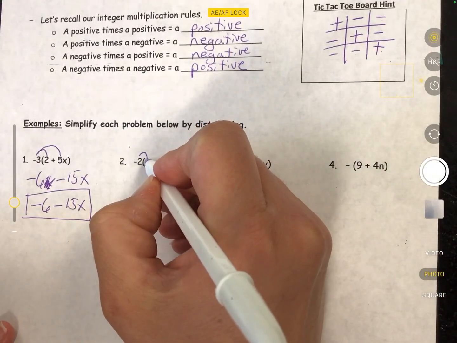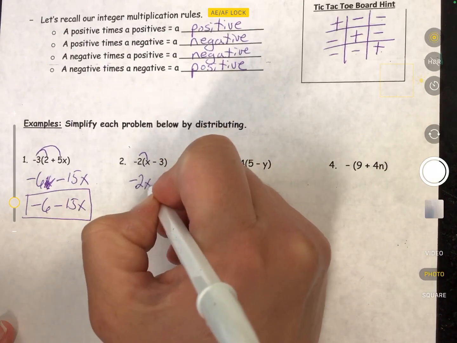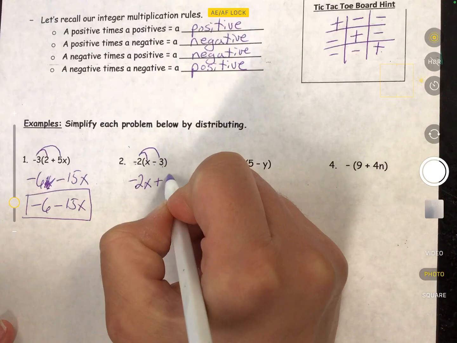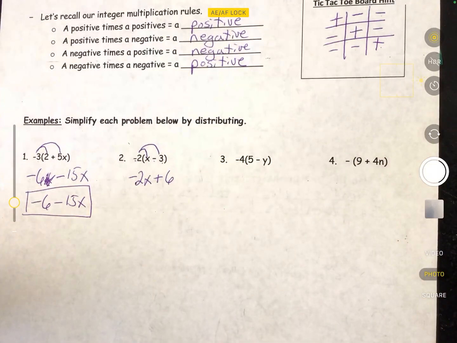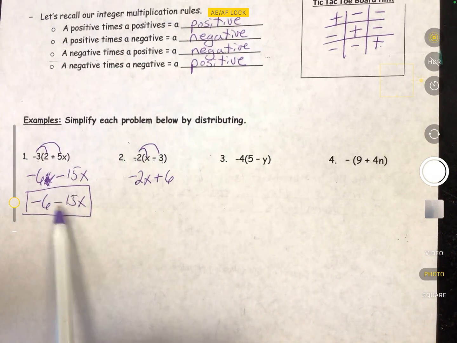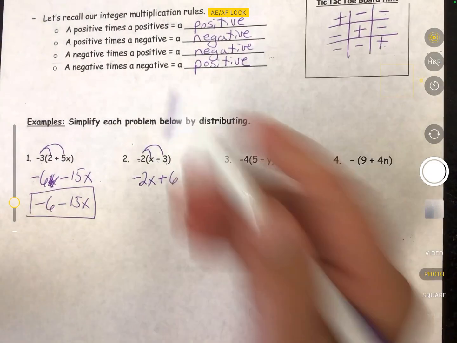Negative 2 times a positive 1x is a negative 2x. Negative 2 times a negative 3 is a positive 6. So when you do the multiplication, if your answer is a positive, you write plus. If your answer is a negative, you write it as a minus. That's how it's working.